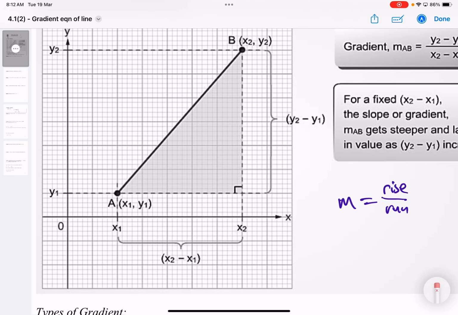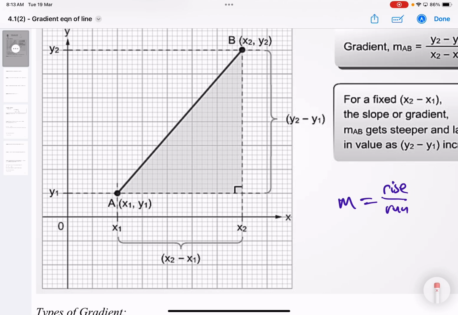Okay? So by its most basic essence, gradient just measures how steep the slope is. Alright? Gradient is a measure of how steep the slope is. Okay? What does it mean by steep? If you have a slope, it is basically a straight line. If you have a slope that is very steep, it's basically harder for you to climb up it.